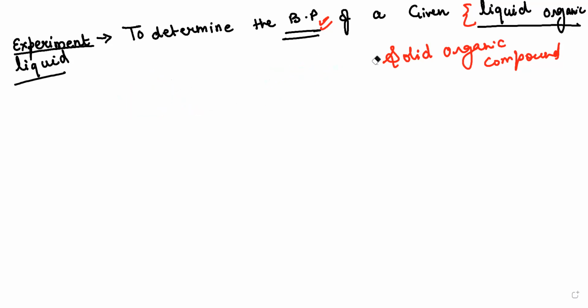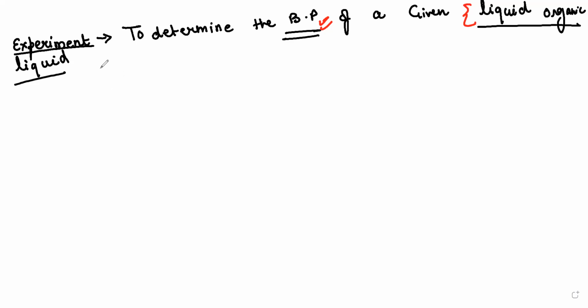Now we'll be talking about this experiment. What all things will we require here? We'll require a beaker again, then test tubes, a thermometer, and again the capillary tube like the last one. A tripod stand will be required, a wire gauze, and an iron stand. So these are our requirements.